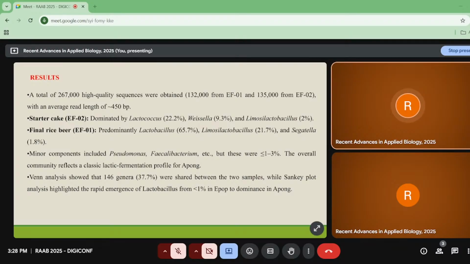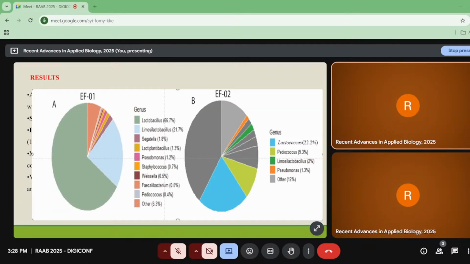But in the final product, when you see the data, lactobacillus was as high as 65%. Here the magic came. The starter cake, which had less than 1% lactobacillus, in the final product comes to around 65%. Other bacteria are also there, but those are not at the probiotic level, and are in the range of 1 to 3%. Okay, so this is the pie diagram. Here we can see EF1, lactobacillus is 65%, and in the case of EF2, it's lactococcus 22%.